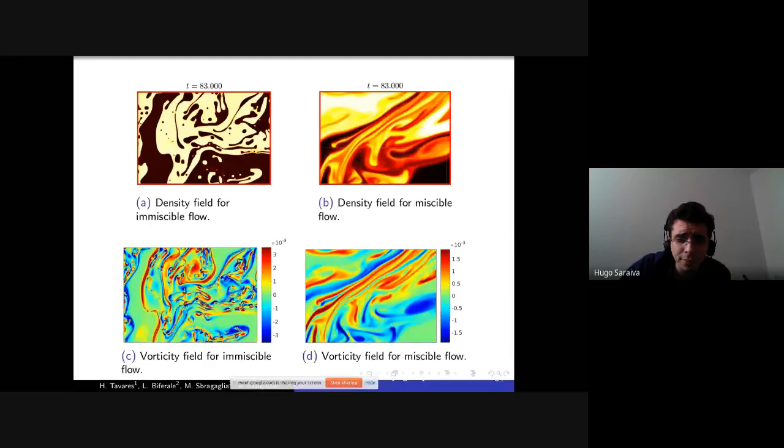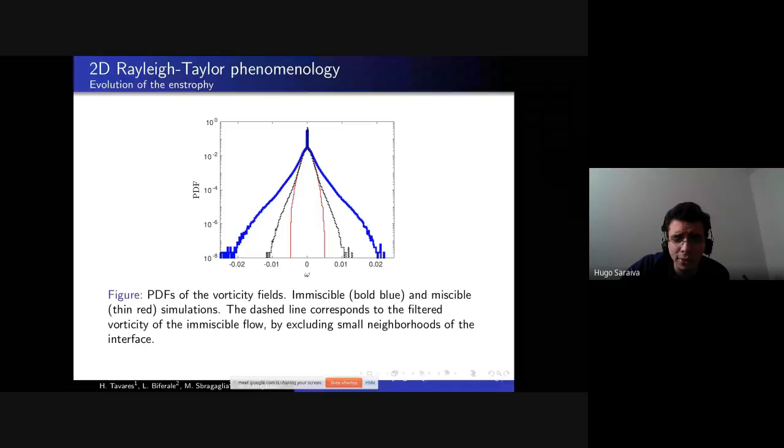A measurement of this difference can be seen in this histogram. In blue, we have the histogram for the vorticity field for the miscible case, in red for the immiscible case, and the dashed line represents the histogram far from the interface, when you exclude a region around the interface. We see that when you exclude a layer around the interface, the main difference happens in the high-intensity vorticity, the vorticity with high intensity.